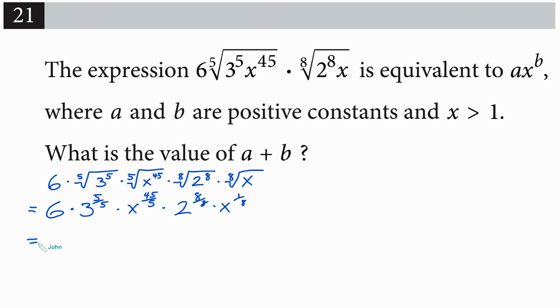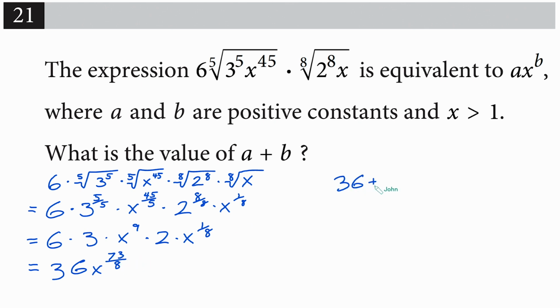Then, simplifying, we're left with 6 times 3 times x to the 9th times 2 times x to the 1/8. The constants multiply to get 36, which gives us our a, and the exponents sum to 73/8, which gives us our b. Messy as this is, 36 plus 73/8 comes out to 45.125, which is our final answer.